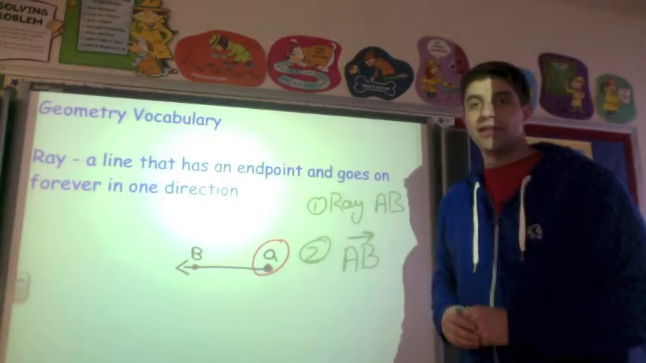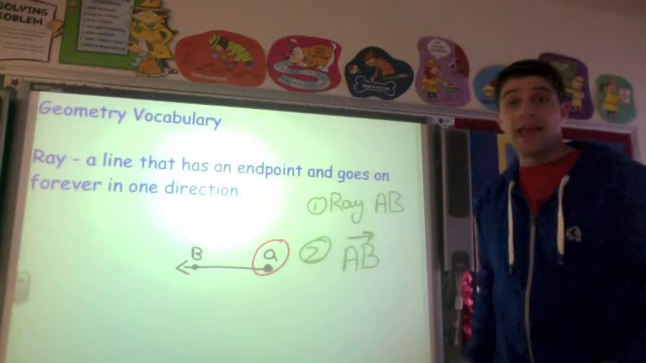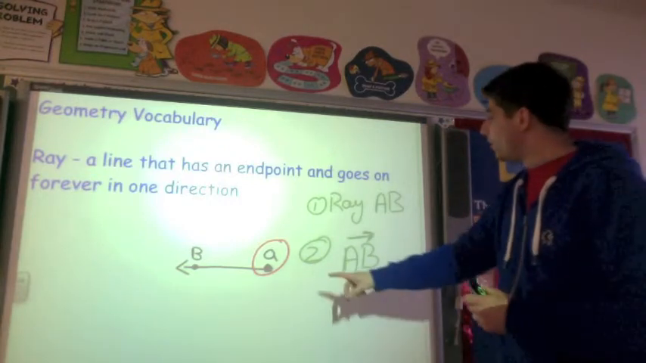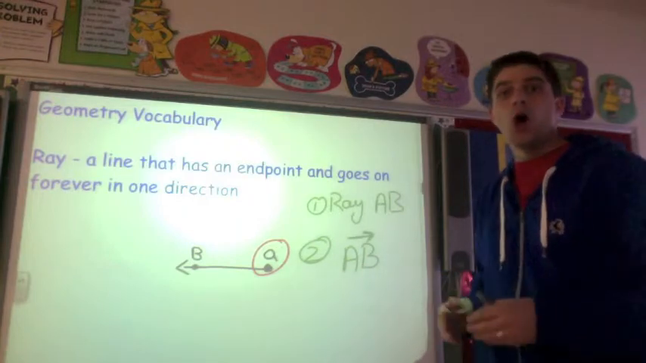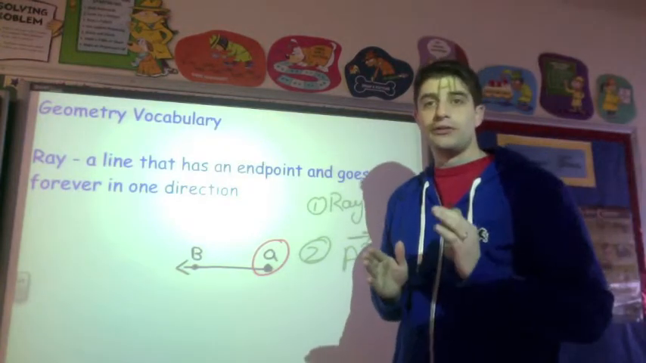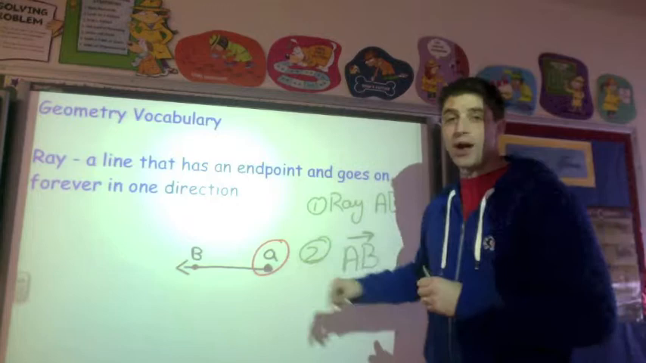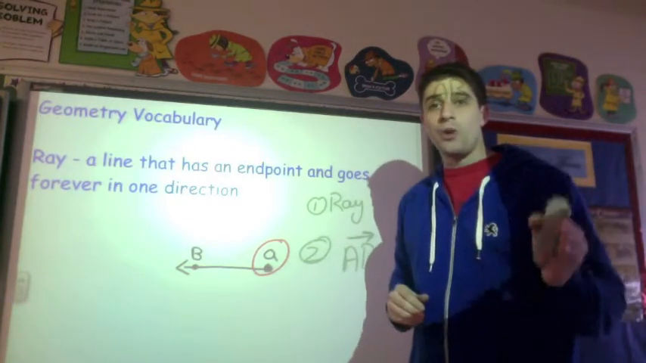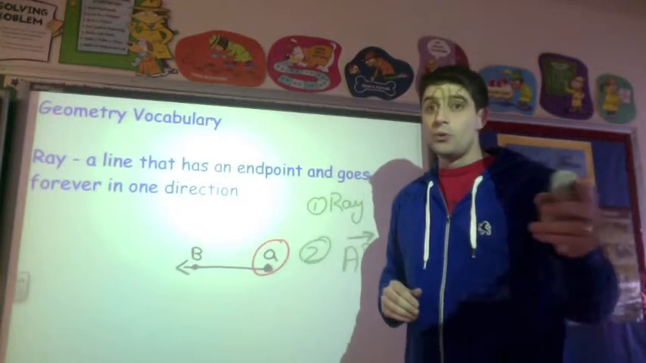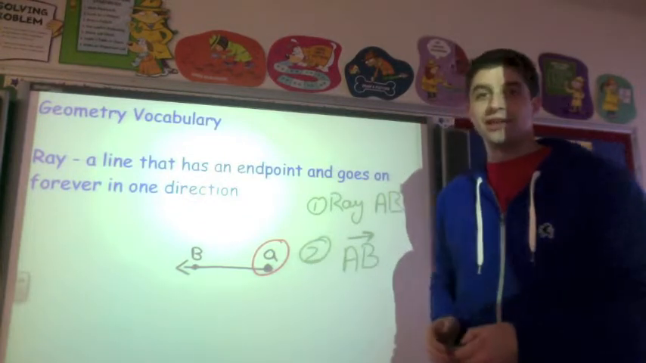Two ways we can say this. We can say ray AB, or we can write it out AB with the ray symbol on top. We always want to put our endpoint first. Again, A is our endpoint. If I'm going too fast, I do apologize. Remember, you can always pause the video, stop the video, or even rewatch the video if you missed anything.